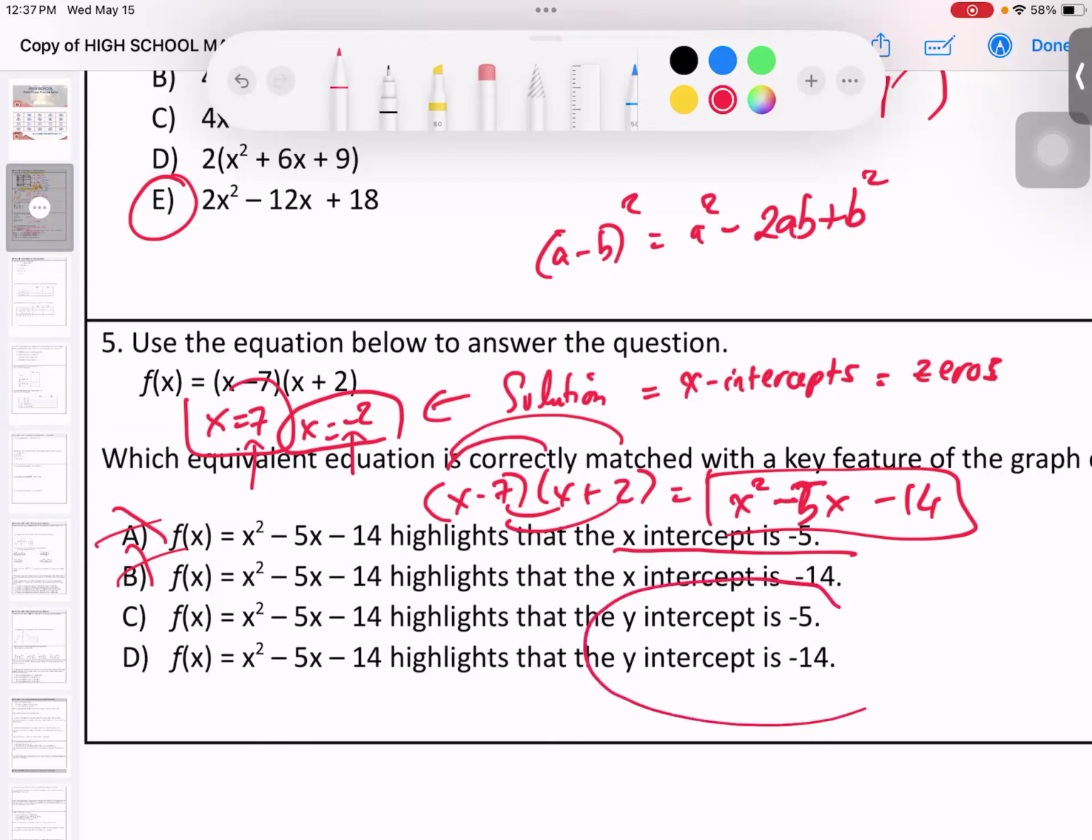So you only have 2 answers here, right? Who says the Y-intercept is -5? Okay, we have 1. Who says the Y-intercept is -14? You two? You raise for both? Okay. Yes, it is -14. Remember, Y-intercept is the number by itself. Okay, it's the number by itself.